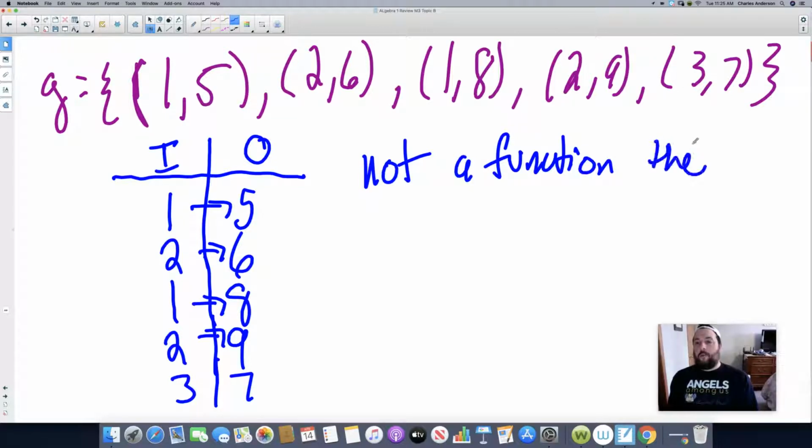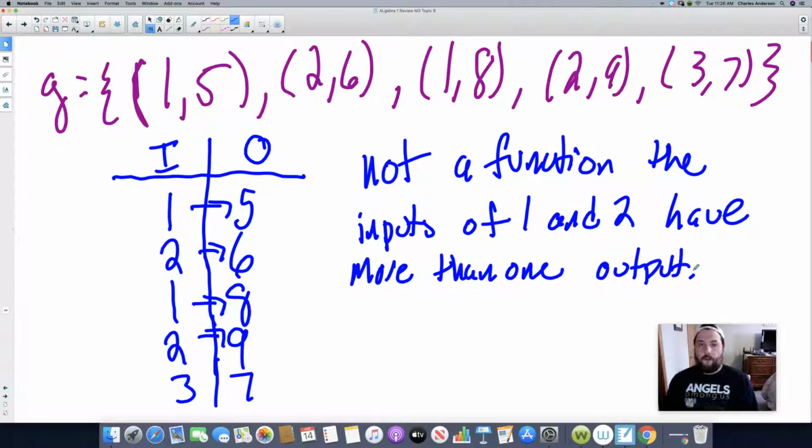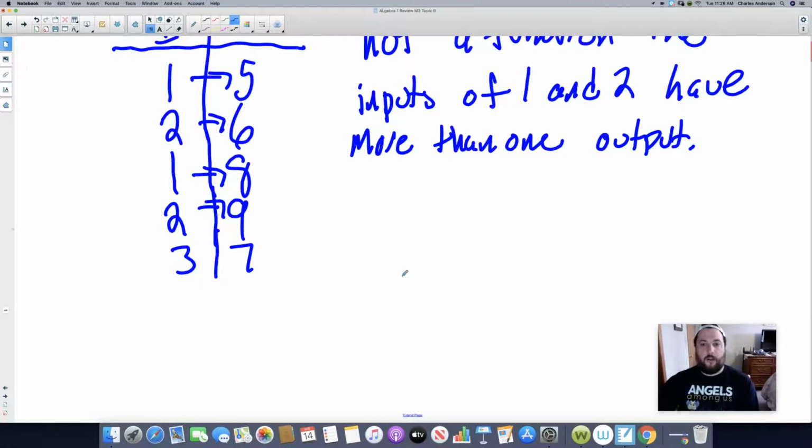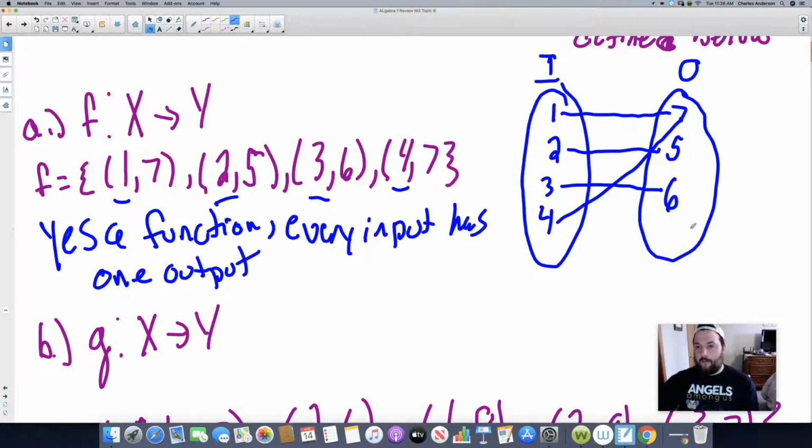The inputs of 1 and 2 have more than one output. So you can be asked this question. It could be written as a table. It could be written with this set notation. It could be written as this with this mapping here.